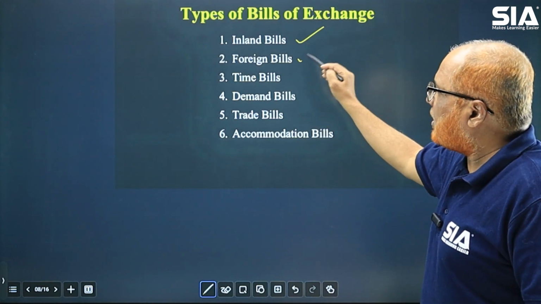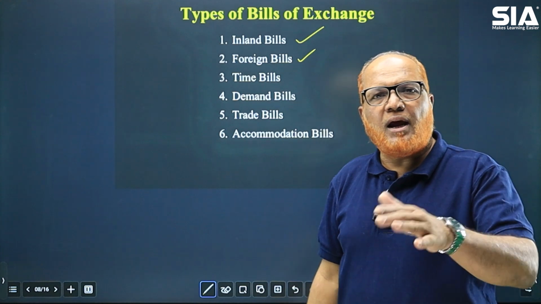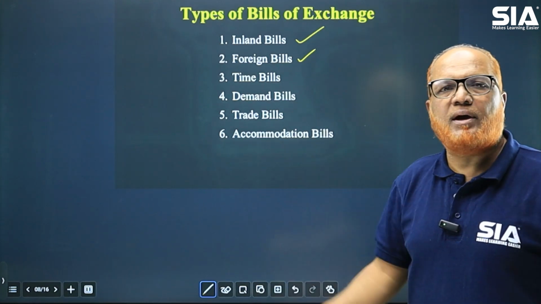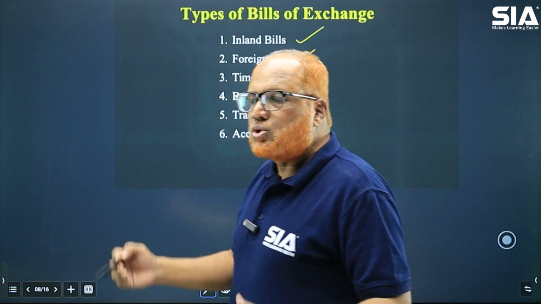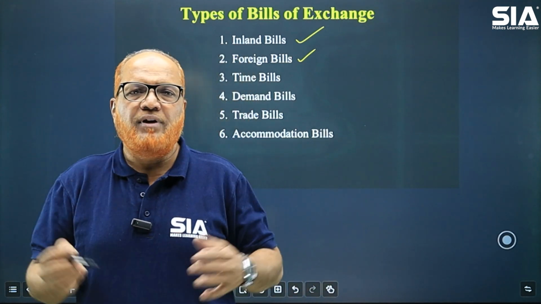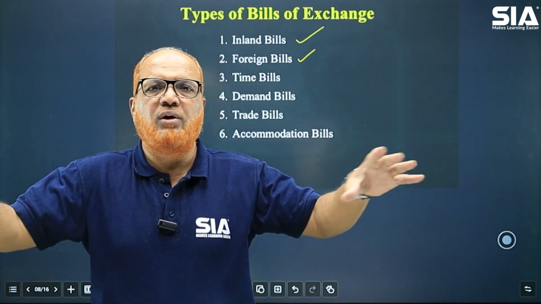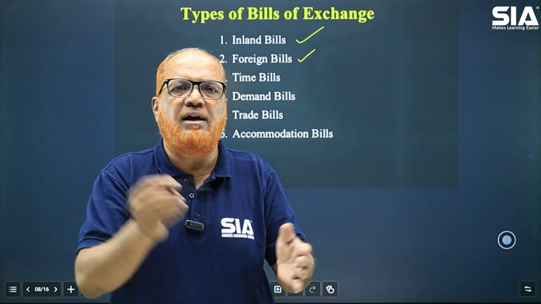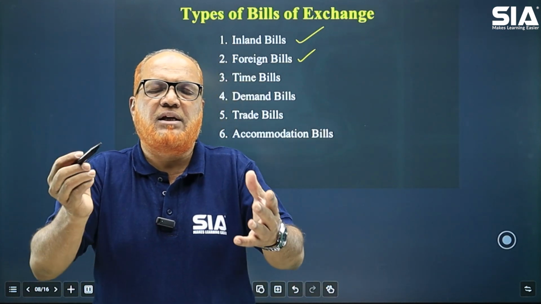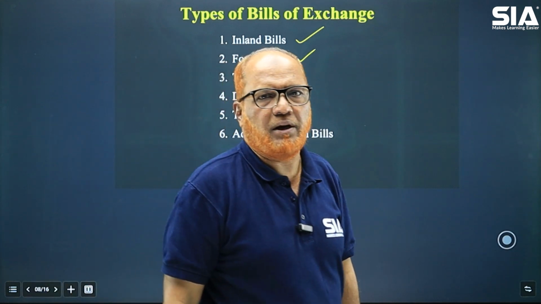Second is foreign bill. When the drawer and drawee belong to 2 different countries, just now I told you after globalization, so many international transactions are taking place where the drawer and drawee belong to 2 different countries. Example, one person in India, another person is in US, and both are drawer and drawee. In that case, it is called foreign bill.